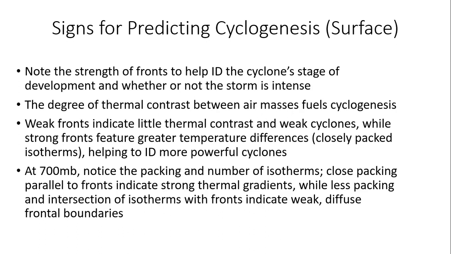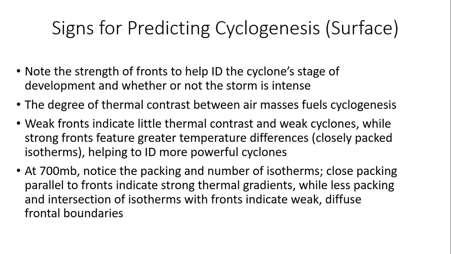Additionally, note the strength of fronts to help identify the cyclone stage of development and whether or not the storm is intense. The stronger the fronts, the greater the temperature contrast across them, and the greater the potential for an intensifying storm system. Once you lose that temperature contrast across the fronts, then most likely that storm is decreasing in intensity or weakening.